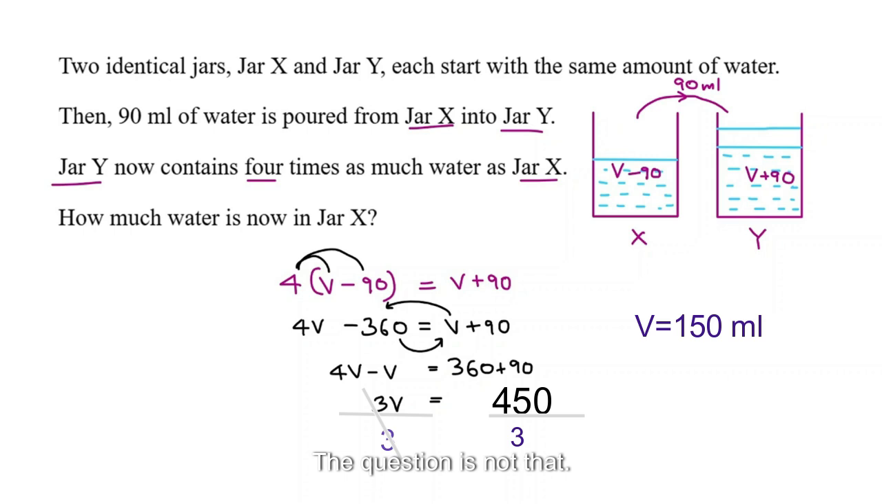The question is not that. The question is how much water is now in jar X? Oh, so in jar X, it started with 150, but now we have 90 less. So the final answer is in this one we have now 150 take away 90. And the answer is 60 ml.